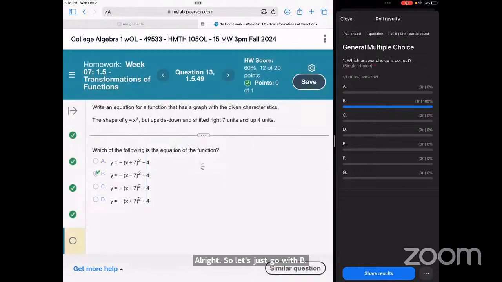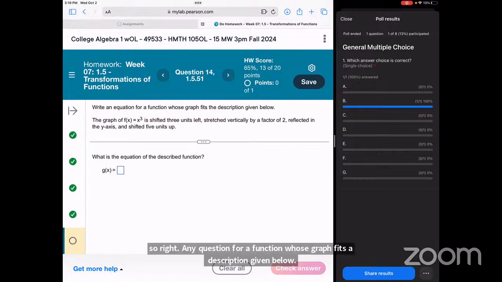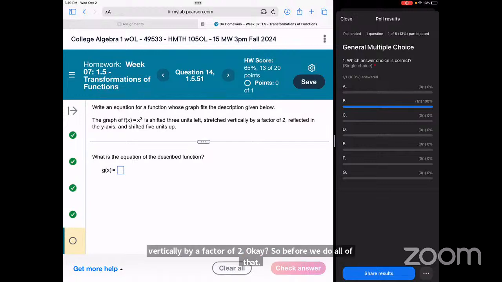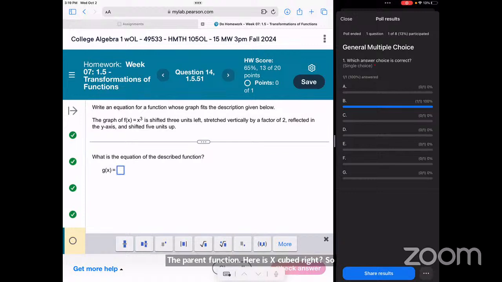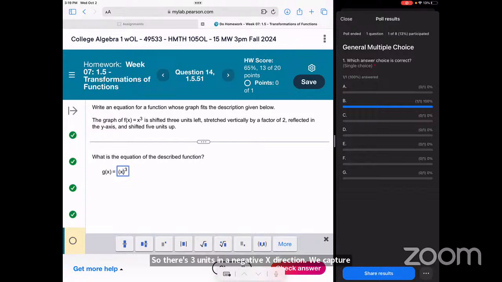All right, so write an equation for a function whose graph fits the description given below. This graph is shifted 3 units left, stretched vertically by a factor of 2. Okay, so before we do all of that, the parent function here is x cubed, right? So I'm going to start with x cubed like this, with the x in the parentheses. It says it shifted 3 units left. So that's 3 units in the negative x direction. We capture that by saying +3 on the inside.